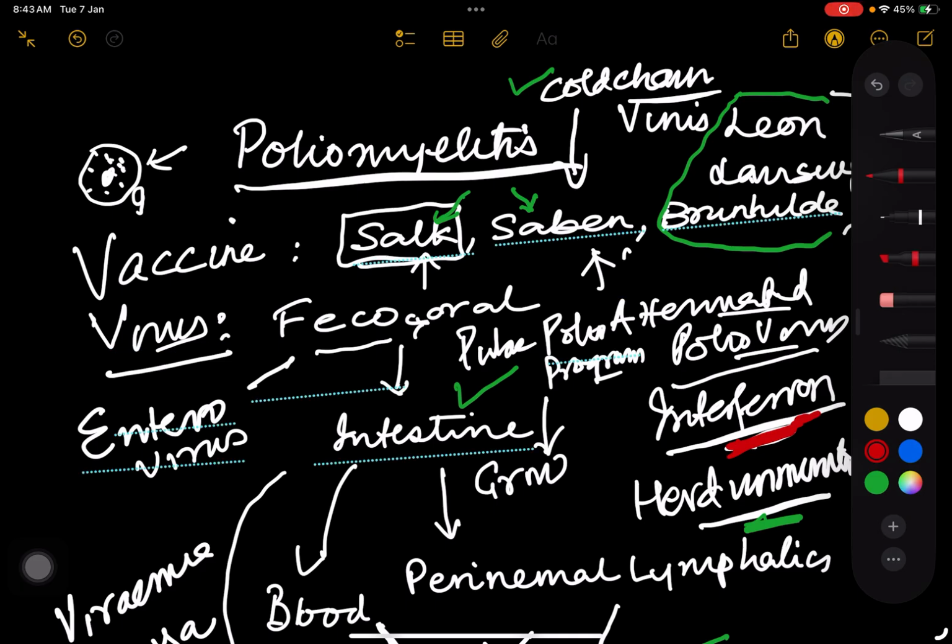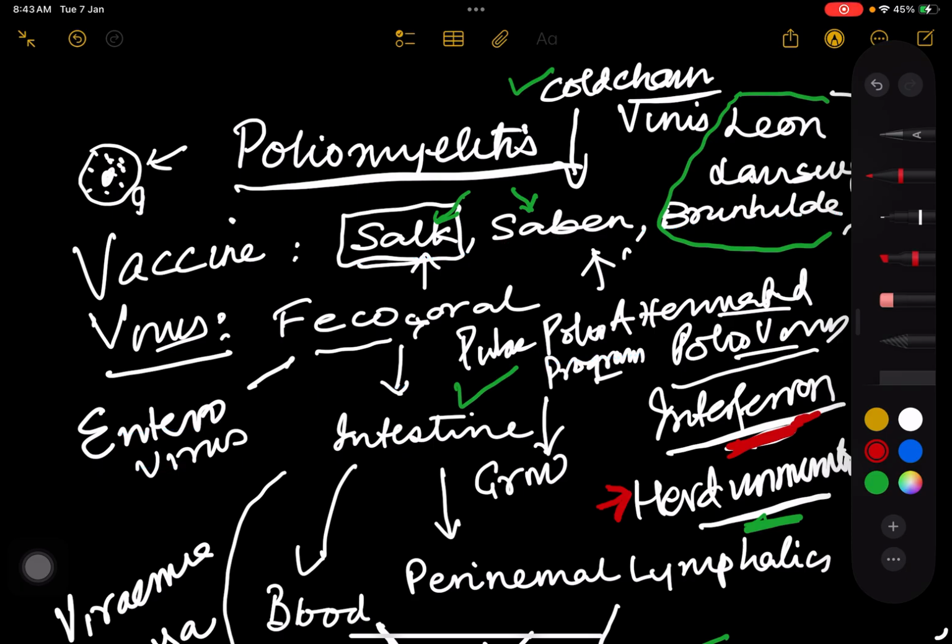Then this virus is secreted in the feces of the immunized and immunizes the rest of the population. That is called herd immunity. The Pulse program was done to generate this herd immunity, and this led to the wiping out of polio from the Indian subcontinent. So this mechanism has to be clearly understood.